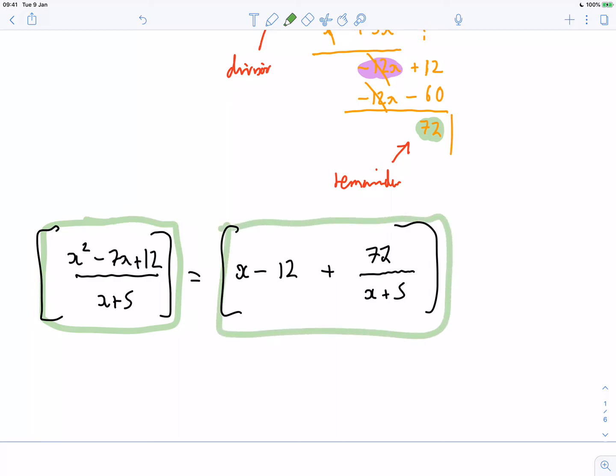And you're probably thinking, okay, how is this particularly useful? Well, suppose I wanted to plot the graph y equals that thing. It's actually a lot easier to plot the graph on the right. Why is that? Well, because for really large values of x, as x tends to infinity, you're going to be doing 72 divided by a large number. So this term cancels out to 0. So with large values of x, this tends to approximate the line y equals x minus 12.